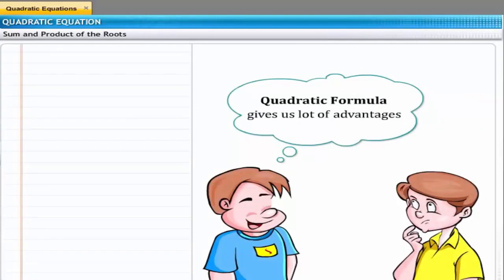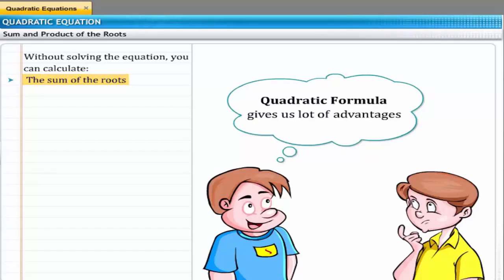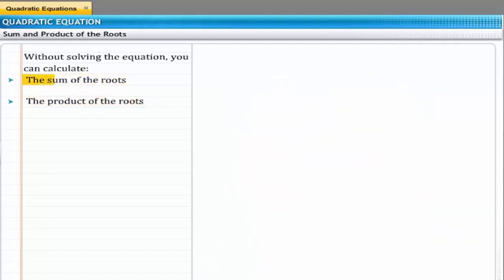Using the quadratic formula gives you certain advantages over other methods. Without actually solving the equation, the formula enables you to calculate the sum of the roots and the product of the roots. Now let's look at the sum of the roots. Let us consider the roots as alpha and beta respectively.